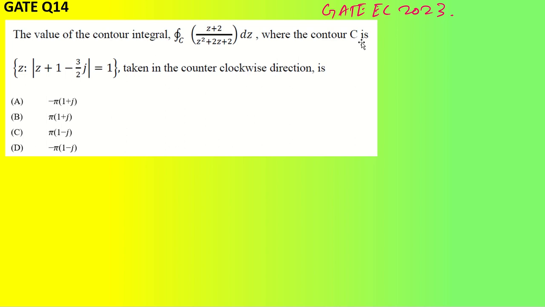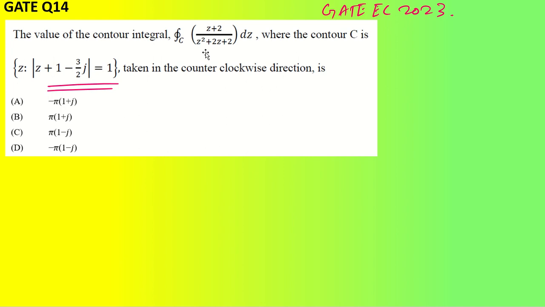Hello. So this is a question asked in GATE ECE 2023. The question is from Cauchy's integral formulas. So this is a complex variable question. We have to find the contour integral of (z plus 2) divided by (z square plus 2z plus 2) dz, where the contour is given as mod of (z plus 1 minus 3 by 2j) is equal to 1. So this is the contour that is given, and we have to find the value of this particular integral.